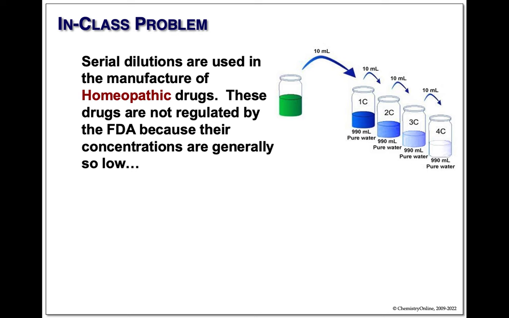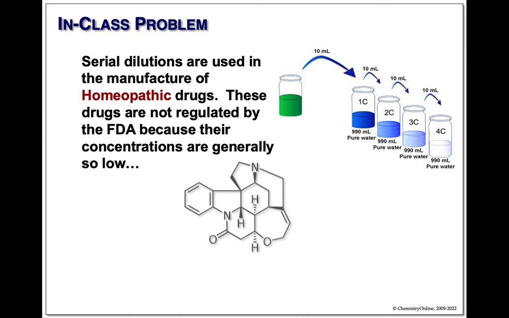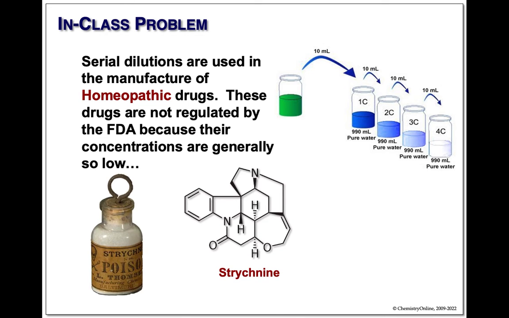Homeopathic drugs. This is the scheme that they use for dilution. FDA does not regulate these in general, although it has started to object to some. Because the concentrations are so incredibly low that it doesn't matter. It's just water. All right. This guy, strychnine. It's a poison. They made Aristotle eat it, right? He died.